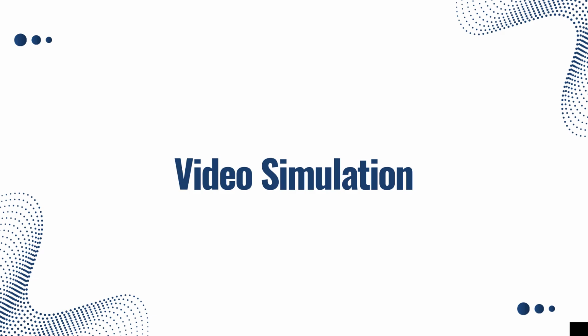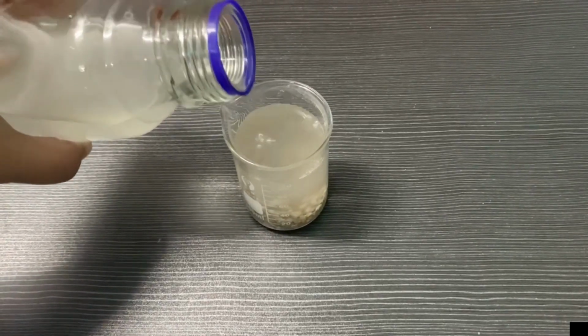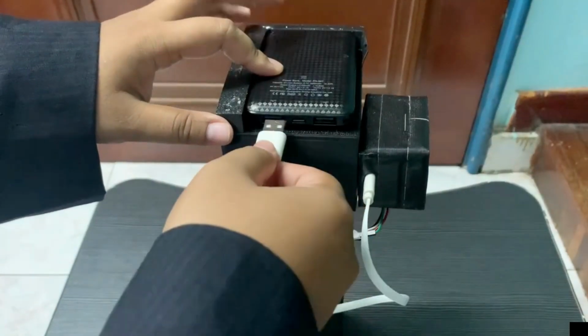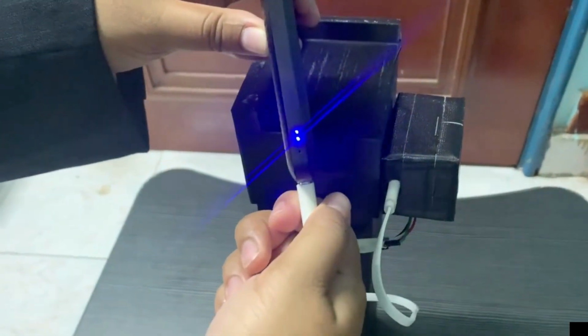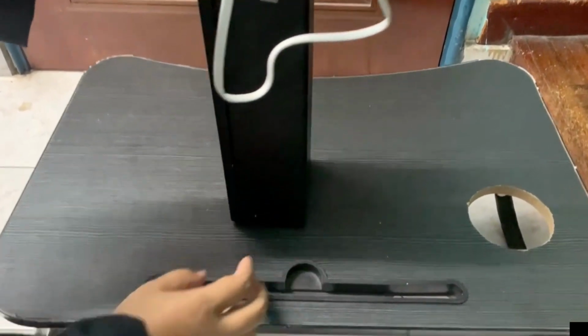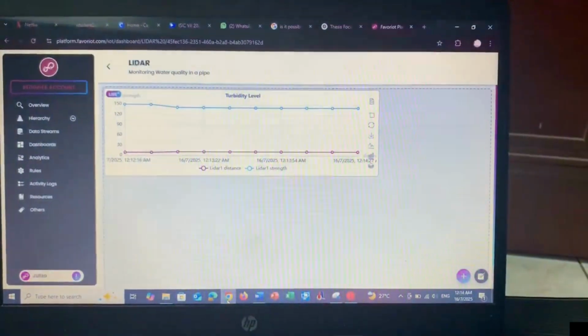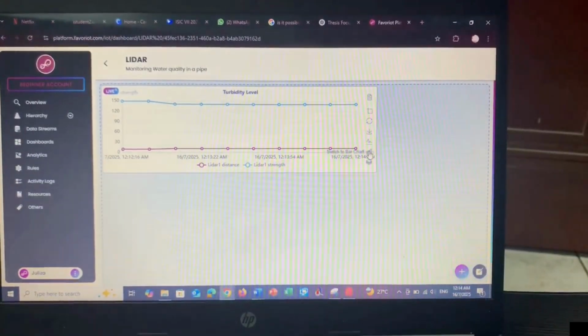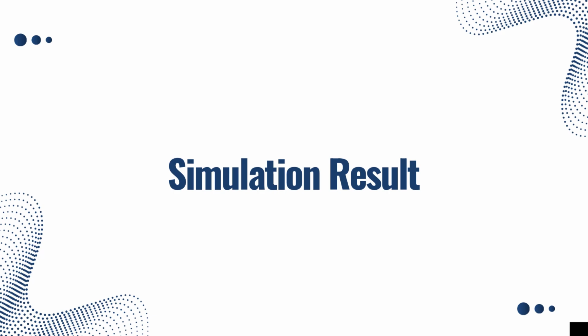Next, let's take a look at a video simulation. First things first, we need to prepare a water sample for this experiment. Step number 2 is to connect the ESP32 with the power bank. The third step is to place the water sample under the prototype. And lastly, we can monitor the result of the measurement inside an IoT platform called VII.